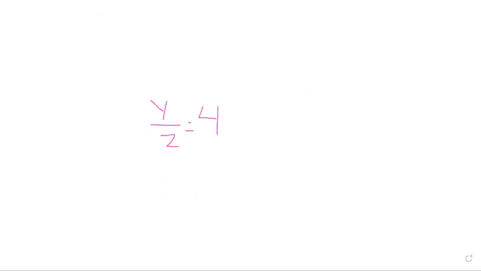Y over 2 equals 4. That's division. I'm dividing by 2. So what can I do? I can multiply both sides by 2. This 2 over 2 leaves this as just a y. Notice I multiplied by whatever my denominator was. And then I multiplied on this side, and 4 times 2 is 8. And I can check my work. Is 8 divided by 2 4? Yes, we've done good.